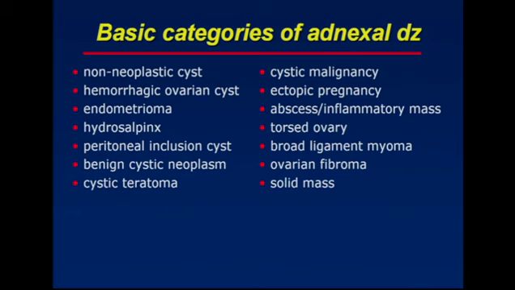Now, this is a categorization of adnexal disease from the perspective of a sonologist. You can see that these categories are rather idiosyncratic because there are some very specific categories like hemorrhagic ovarian cyst and some pretty broad categories like solid mass. But the reason why I like this categorization is that if we can put an adnexal mass that we identify in ultrasound into one of these categories, then we know exactly what to do with that in terms of any follow-up imaging or surgical intervention.